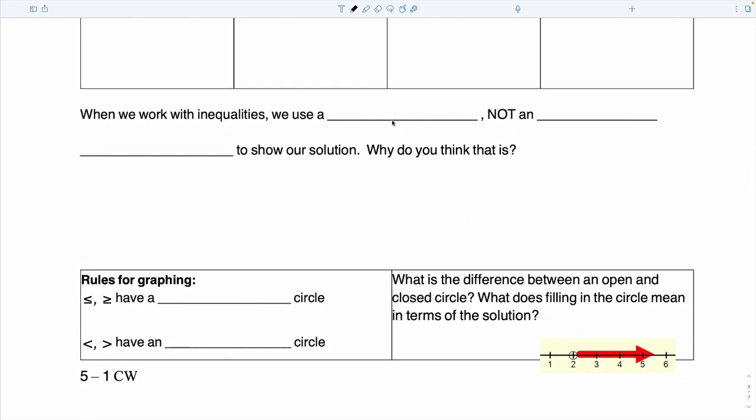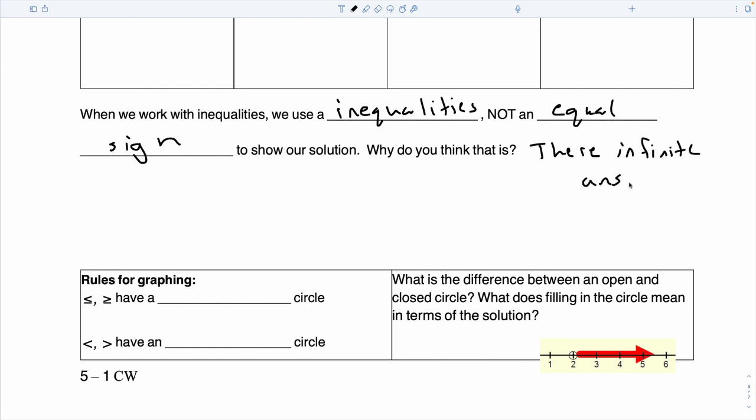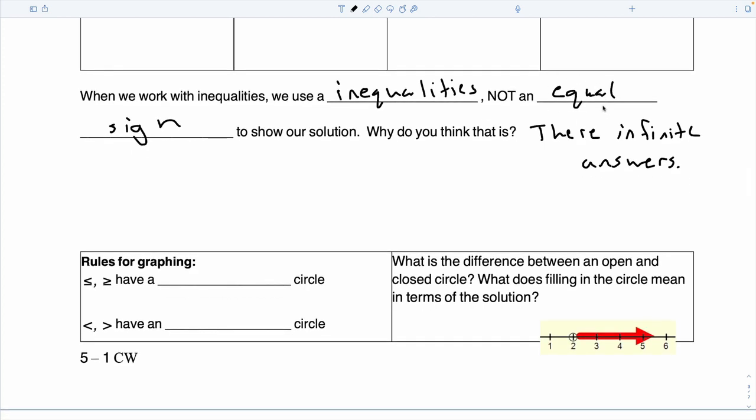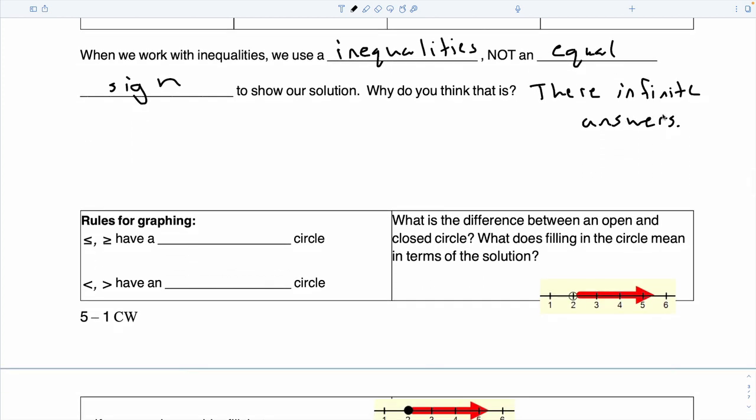When we work with inequalities, we use inequality signs, not an equal sign. And you've already explored this concept in the first turn-in talk. The reason for that is because there are really an infinite number of answers for an inequality. You could just keep on listing numbers that are less than a number, keep on listing numbers that are greater than. If you put an equal sign, you're only limiting it to one. There are infinite answers.